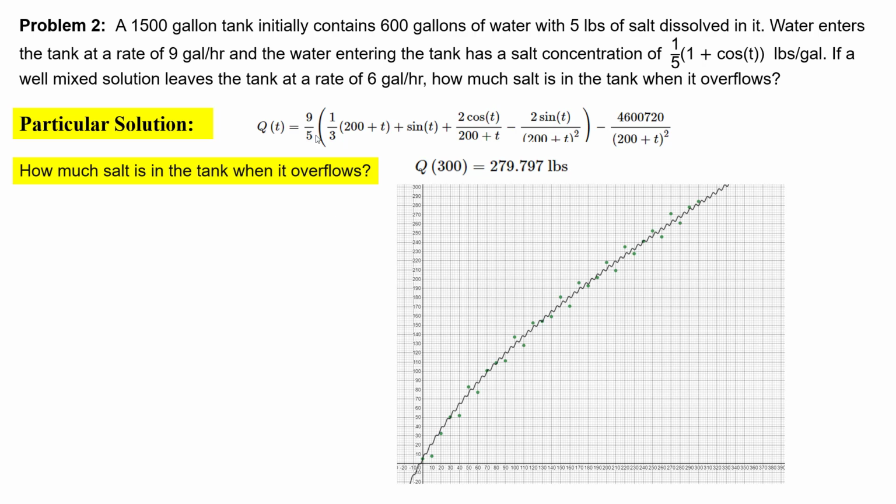By the way, we did get what we anticipated, right? We said it was going to be some sort of combination of linears and trig functions. So there it is. All right. Okay, mixture problems. Calc 4 classic.